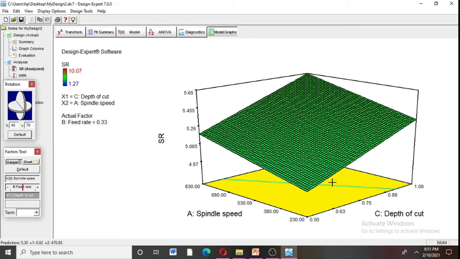Okay, this is the utilization method of Design Expert software for analyzing the data. Likewise, you may conduct the experimental analysis.